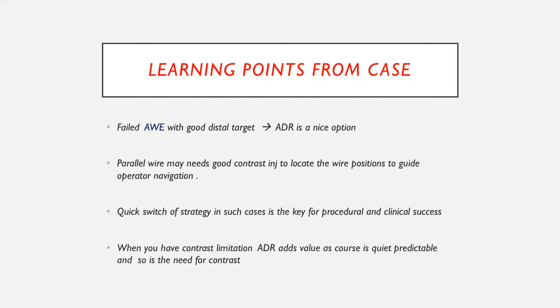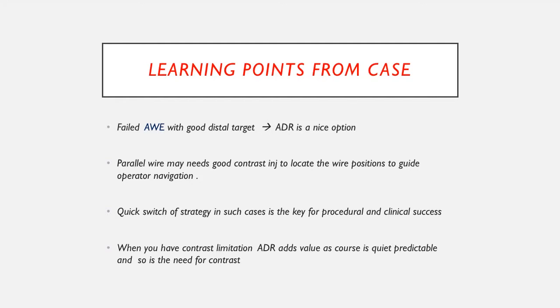So learning points from this case are: in failed antegrade wire escalation with a good distal target, ADR is a nice option. Parallel wire may need good contrast injection to locate the wire positions to guide operator navigation. A quick switch-over strategy in such cases is the key for procedural and clinical success. When you have contrast limitation, ADR adds value as the course is quite predictable, and so is the need for contrast. If you have a good collateral without many side branches in the septal, that also adds value. So the need for contrast injections is lessened.